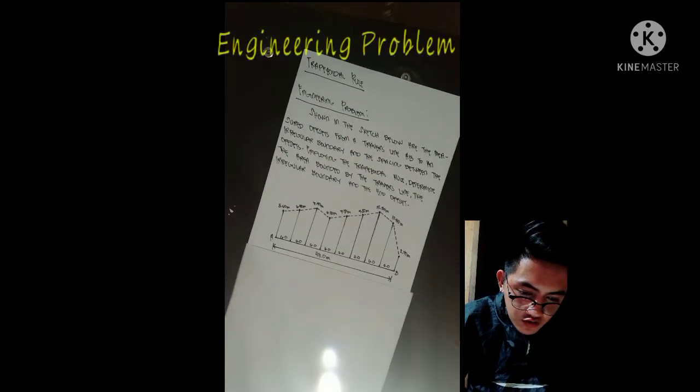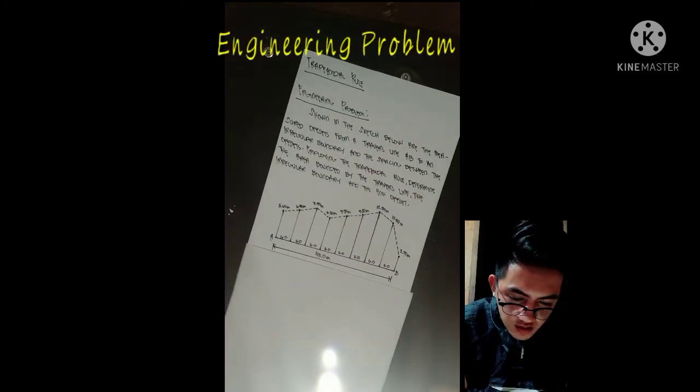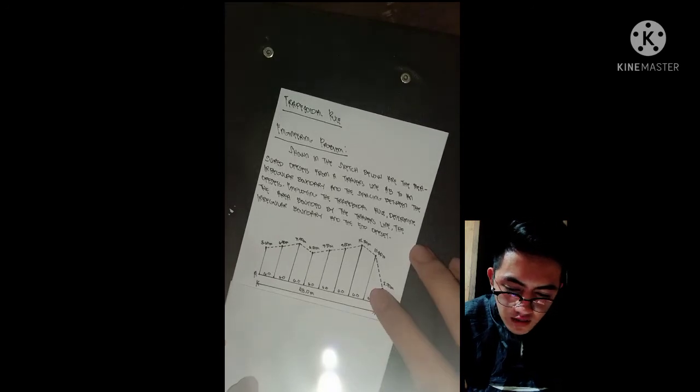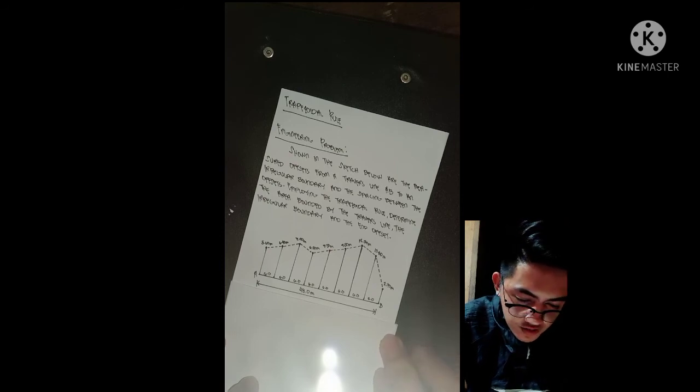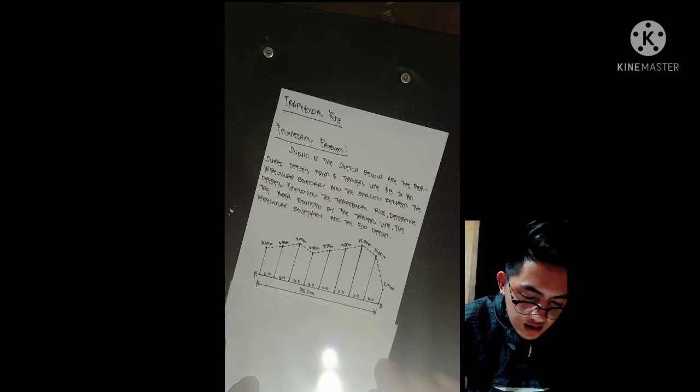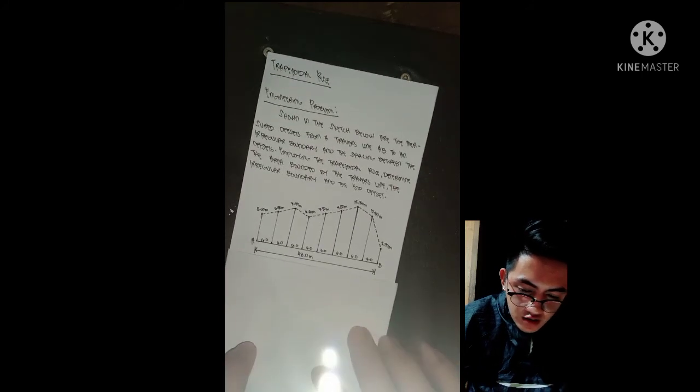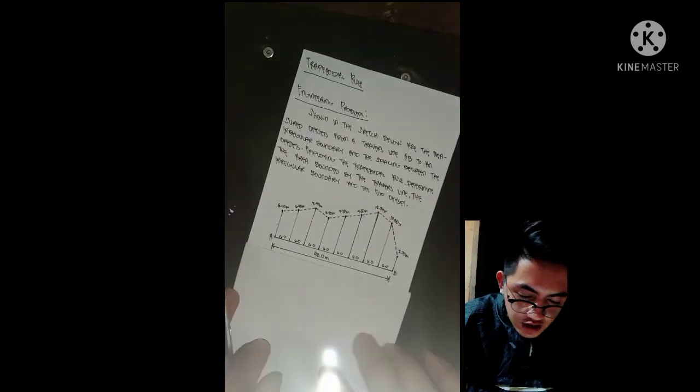So next, in trapezoidal rule, engineering problem. Shown in this sketch below are the measured offsets from a traverse line AB to an irregular boundary and the spacing between the offsets. Employing the trapezoidal rule, determine the area bounded by the traverse line, the irregular boundary, and the end offset. So here's our sketch diagram.